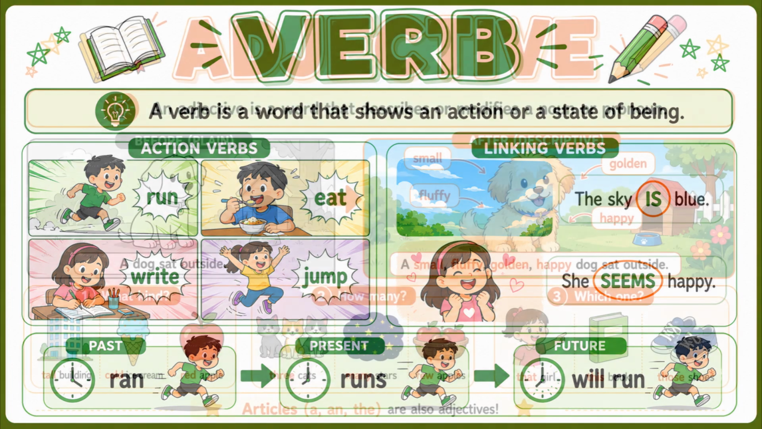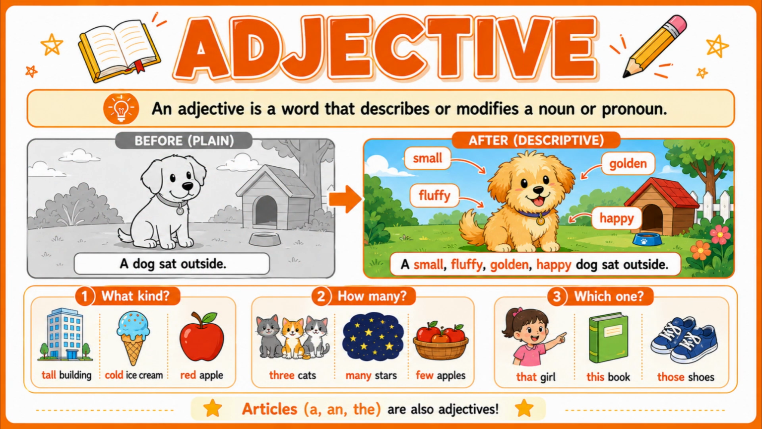Number 4 is the adjective. An adjective describes or modifies a noun or pronoun. It makes your language more specific, more vivid, and more interesting. Here is the difference. A dog sat outside. Okay, fine, I can picture a dog. But now, a small, fluffy golden dog sat outside. Now I can really see it. Small, fluffy, and golden. Those 3 adjectives paint a picture.